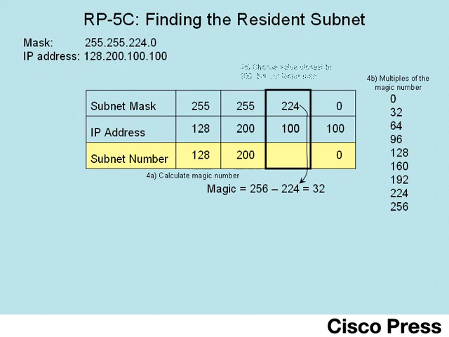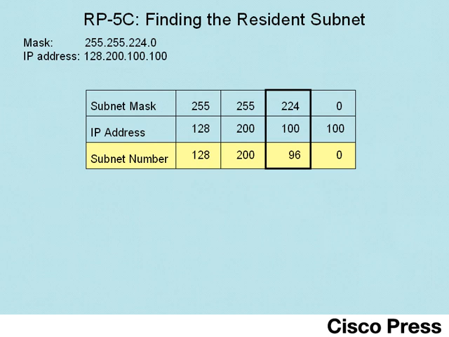So at step 4c, we compare the IP address, not the mask, but the IP address's value in that interesting octet to the list. Now that value is 100 in this example. And we see that 100 is closest to the multiples of the magic number that are 96 and 128. And we simply pick the smaller of the two. So in this case, we pick 96, so the subnet number is going to be 128.200.96.0.